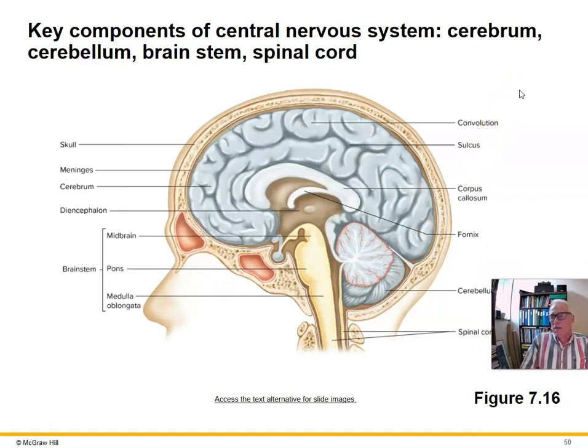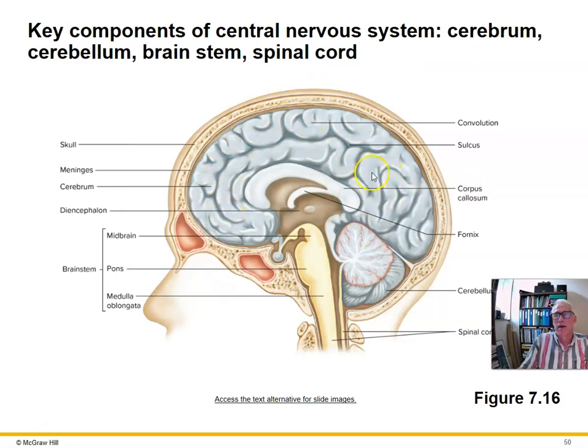Let's take a look at some parts of the brain. We'll zoom in on just a tiny bit of the brain and see what we may make of it. Maybe introduce some parts of the brain that are important in controlling movement, particularly. So the cerebrum of the brain is the outer part of this big mass of the brain.